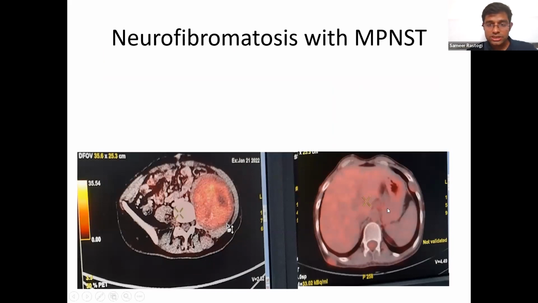This is a young girl who presented to us recently with multiple neurofibromas. As you can see, though these lesions apparently seem to be FDG avid, they are probably less avid than this retroperitoneal mass. So we preferably biopsied this patient from this mass, and it came out to be MPNST. We search for the areas which might not be neurofibromas, which might be malignant peripheral nerve sheath tumors.